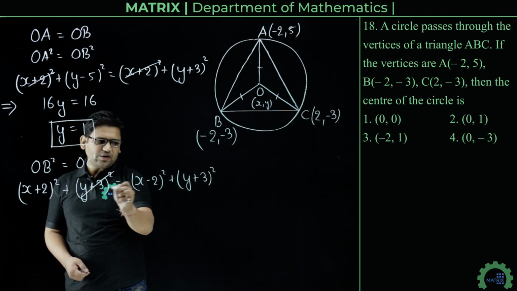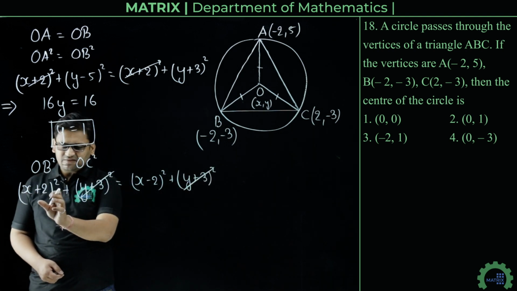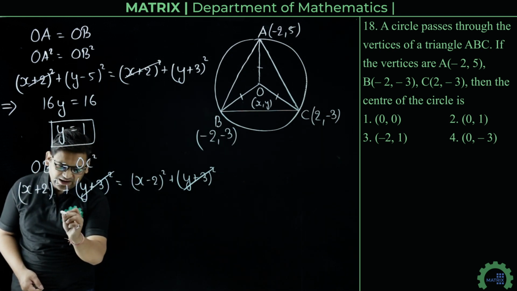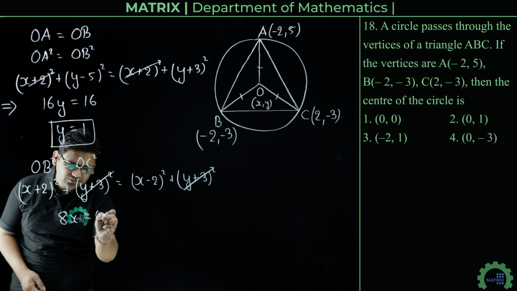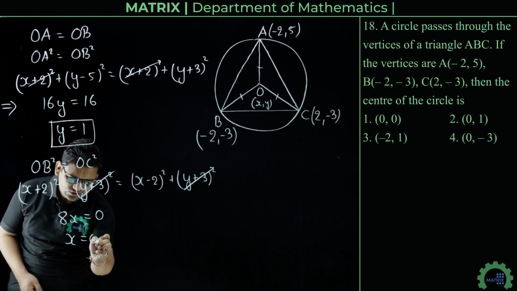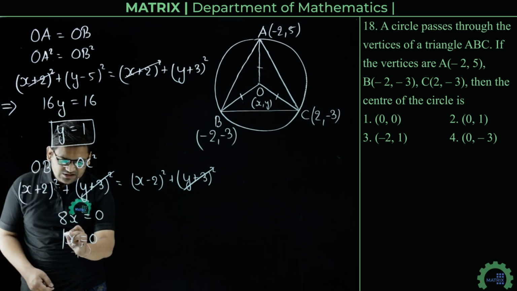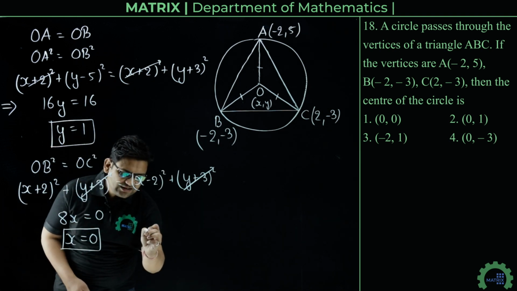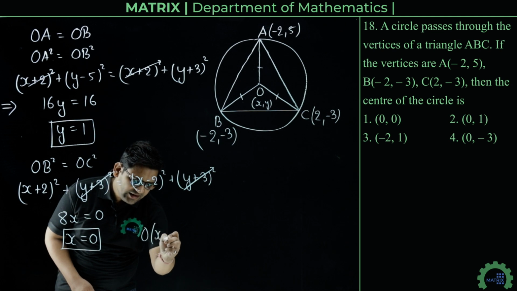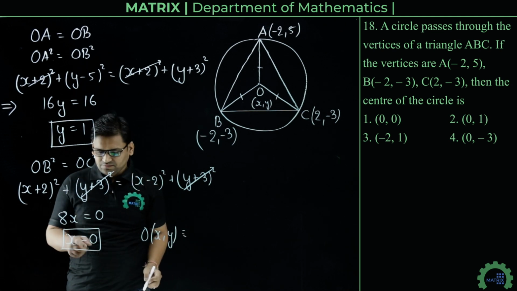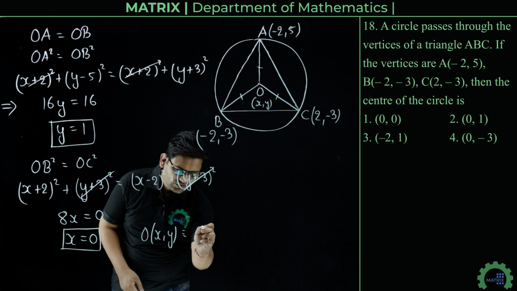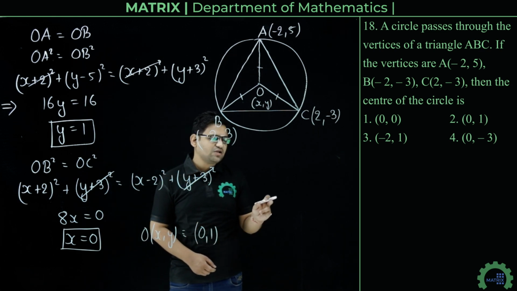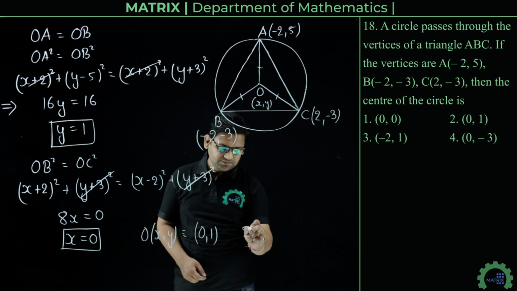So y plus 3 square cancel out each other, and finally we get x plus 2 square equals to x minus 2 square. On solving this we get 8x equals to 0, that is x equals to 0. So the value of x is 0 and the value of y is 1. So the center of the circle, that is O, will be x comma y, that is 0 comma 1. So this is the center of the circle, hence the option number 2nd is the correct answer.